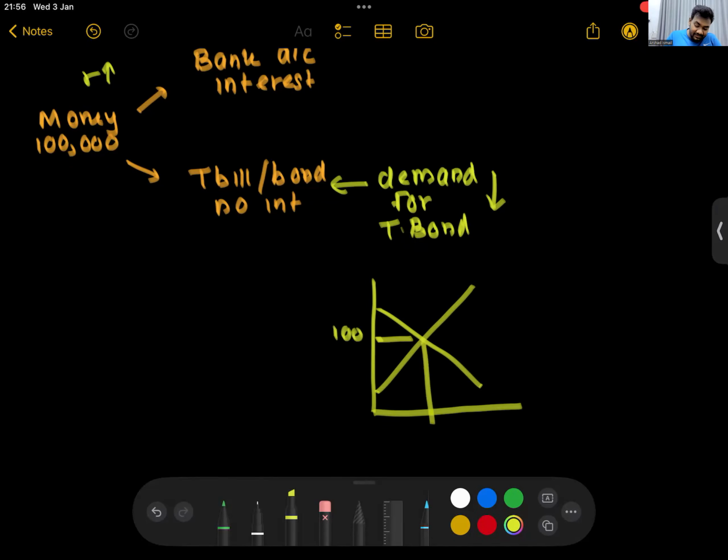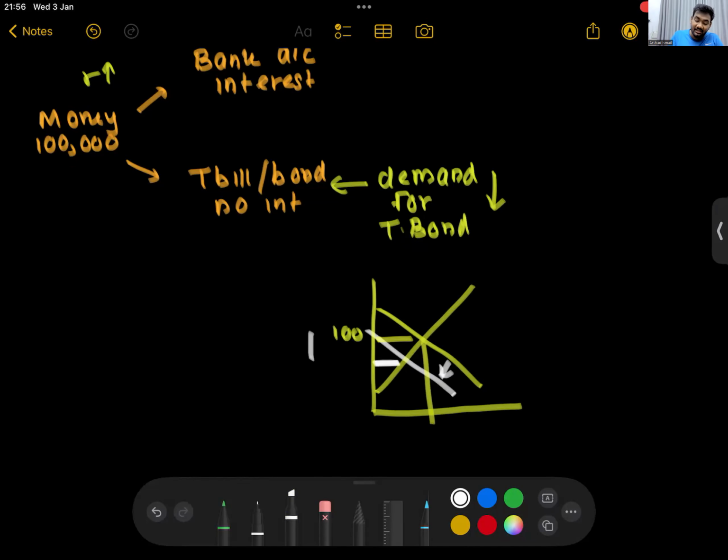Let's say the demand for a product comes down. Remember what we learned in unit number 2. What happens to the price of the product? If the demand for treasury bonds comes down, what will happen? Demand comes down. Look at the diagram at least and tell me. If the demand comes down, how much is the equilibrium price?